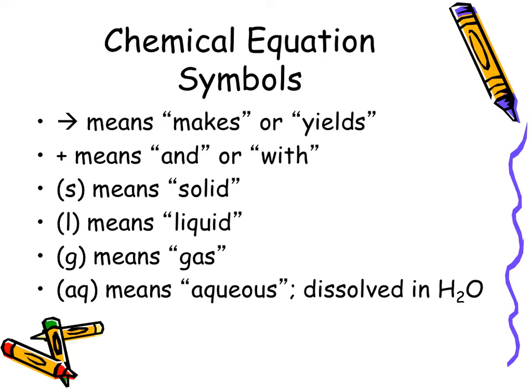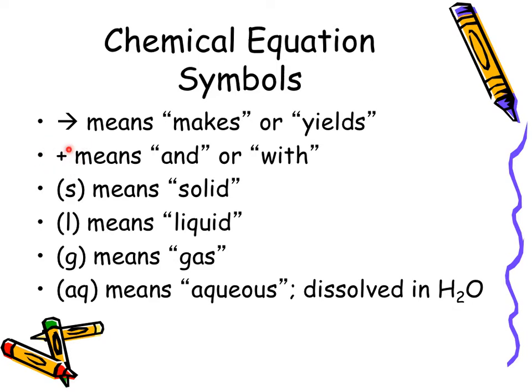There are some symbols that exist in chemical equations. The most obvious two are these first two. And that first one is the arrow. The arrow means makes or yields. So when you're talking about sodium combining with chlorine, it makes sodium chloride or yields sodium chloride. They mean the same thing. So these are really just what you're saying out loud when you're reading the chemical equation.